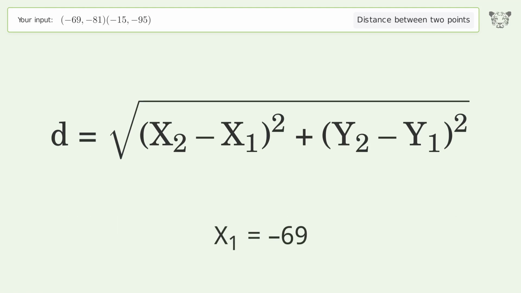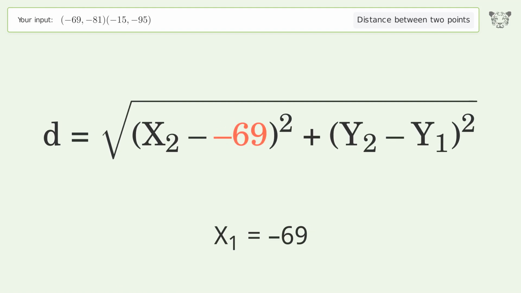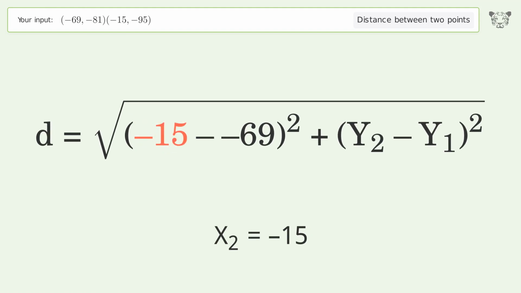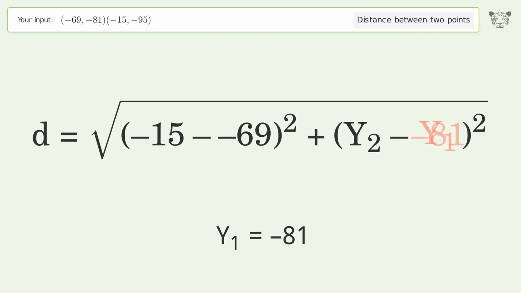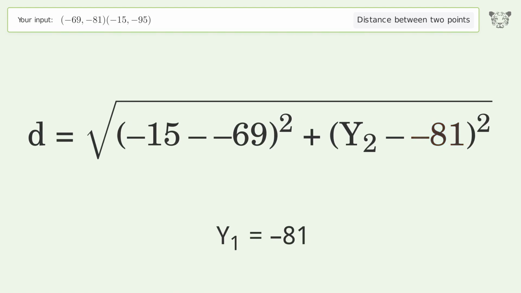x1 equals -69. x2 equals -15. y1 equals -81. y2 equals -95.